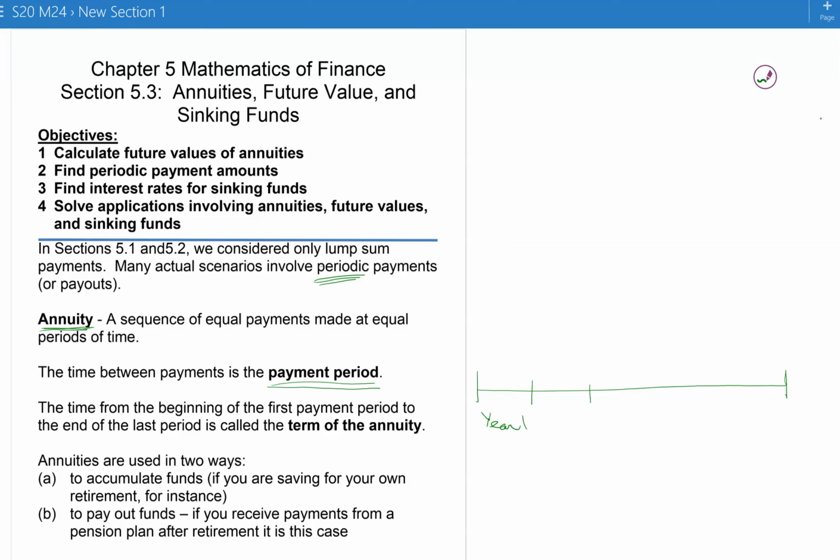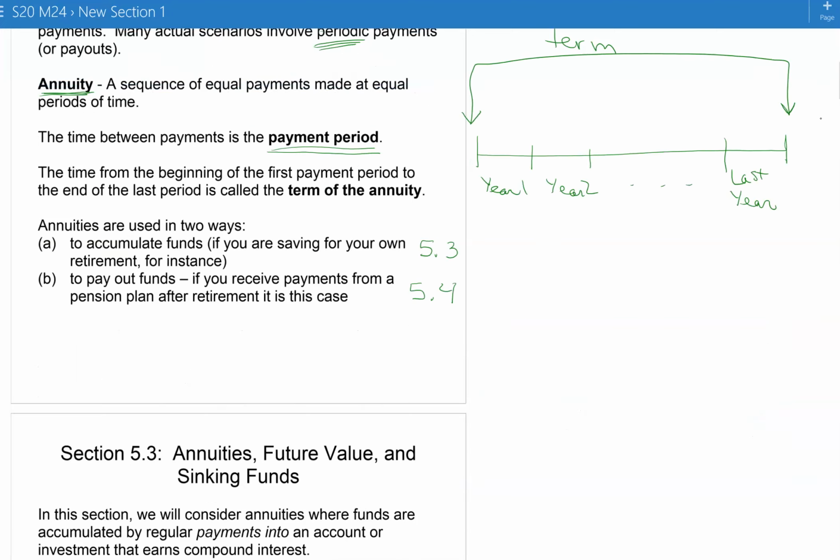So if this is year one, this is a timeline, and year two, and so on to the last year, then the term of the annuity is this entire time period. And annuities are used in two ways. They're used to accumulate funds, so that's this section 5.3, but they're also used to pay out funds, and that will be section 5.4.